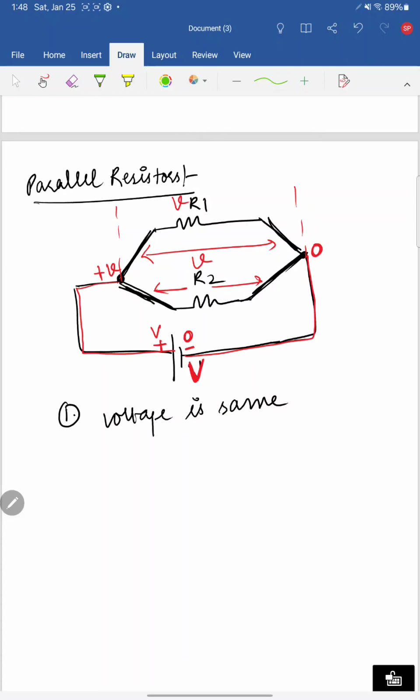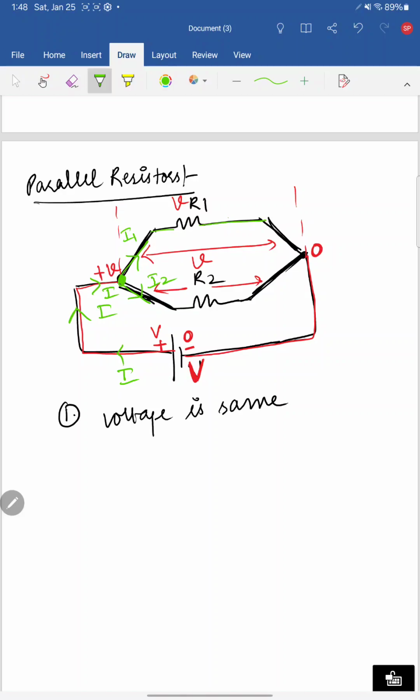And what about the current? Let's say this current I is starting from the positive terminal of the battery. This is the same current, this is the same current, but at this junction you see that the current sees two paths, one is this and one is this. Therefore the current is going to divide into I1 and I2.